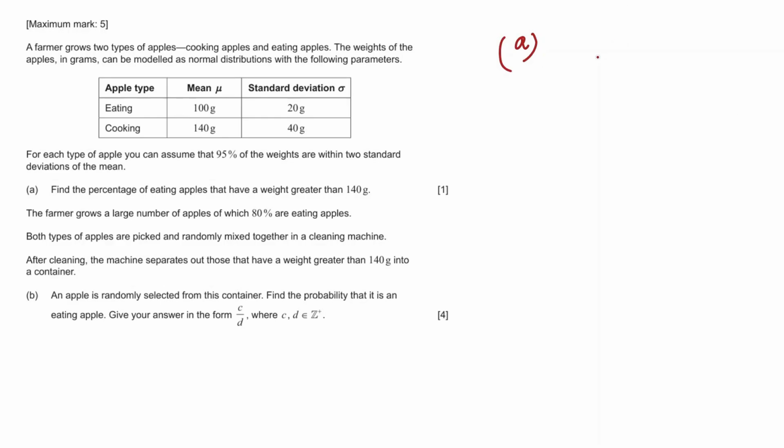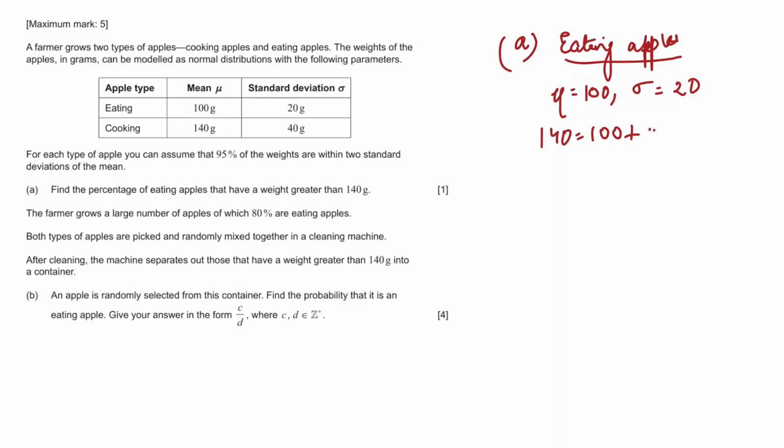Let's solve the first part first. The first step is that we have to convert 140 grams into standard deviations. Let's say for eating apples, we have mu as 100 and the standard deviation as 20. So let's substitute the values: 140 equals 100 plus 2 multiplied by 20.